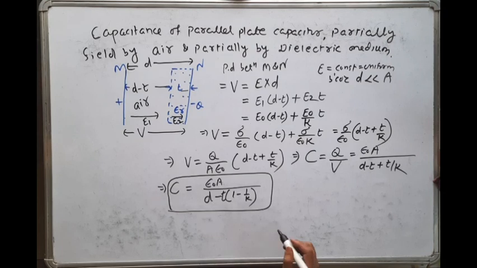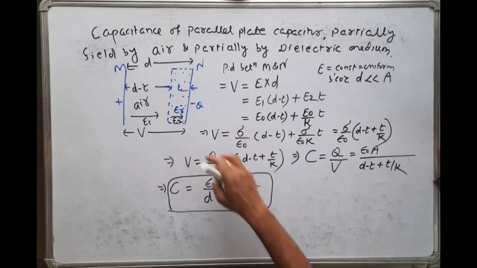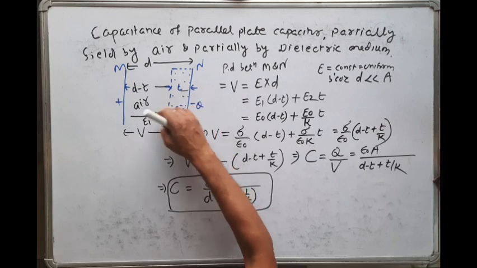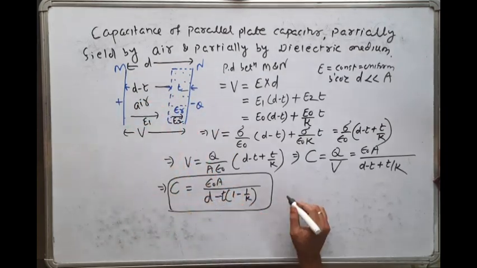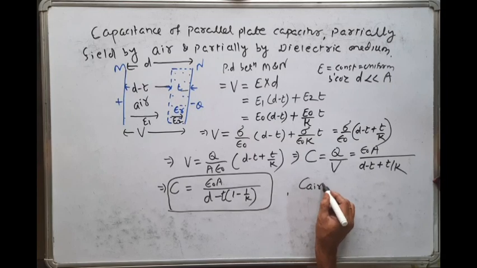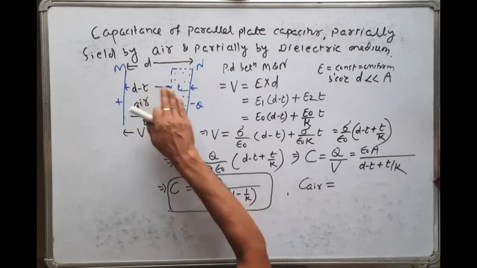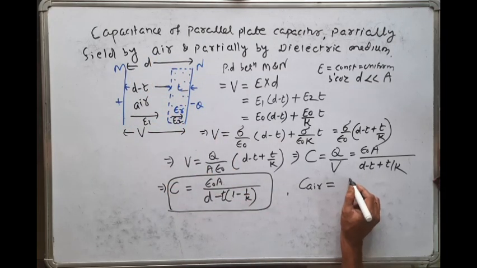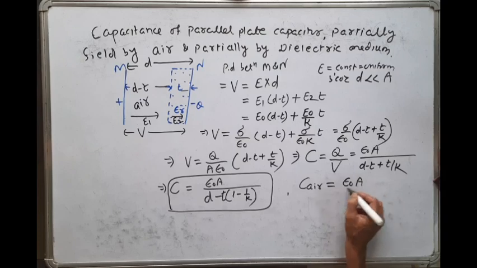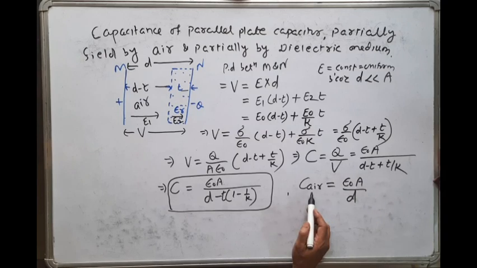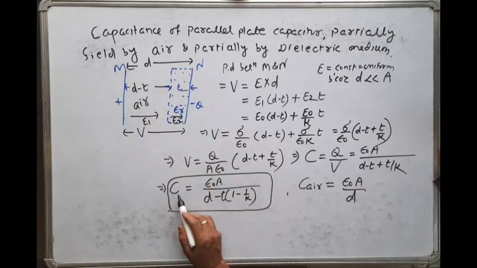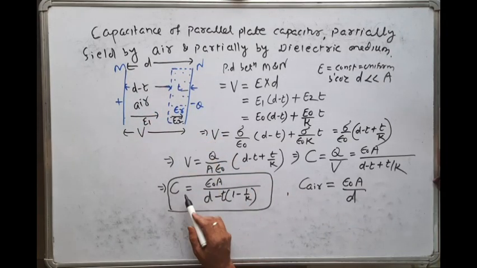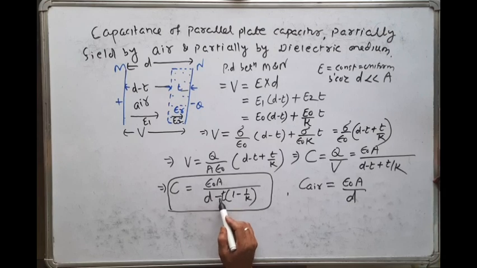Okay, so here what will happen? You see, instead of dielectric, if I had taken the total space filled by air, in that case, what will be the capacitance value? If it is filled totally by air, then the capacitance value is nothing but epsilon naught A by D. This is the capacitance of this capacitor when it is filled by air only. But here with air and dielectric, I got epsilon naught A by D minus something.